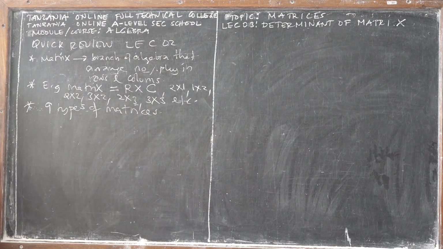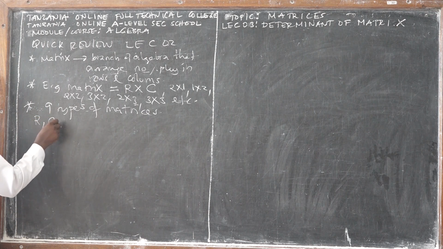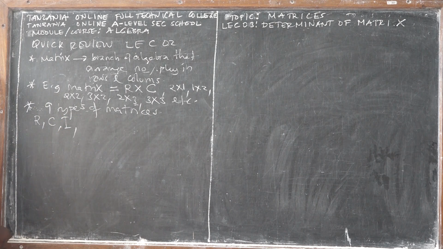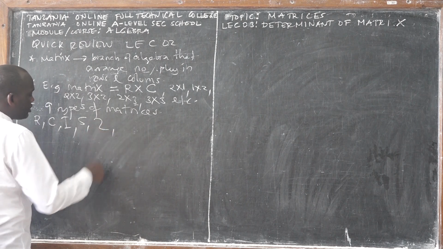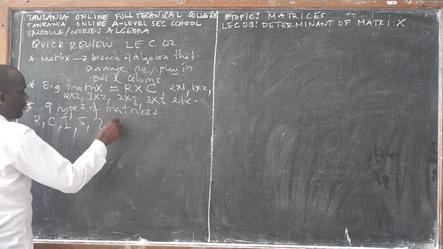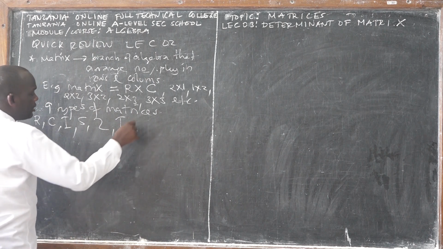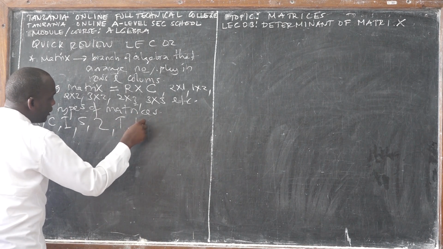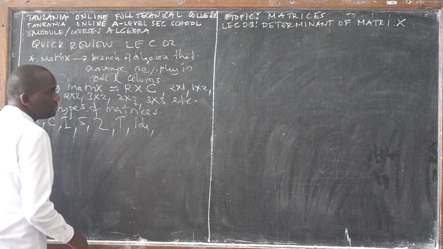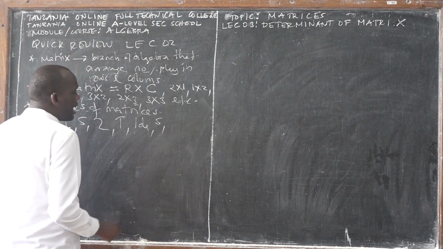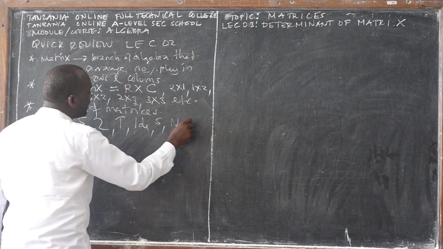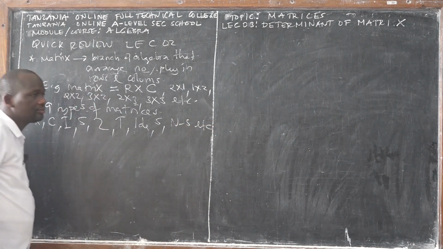The first one is the row matrix. The second, column matrix. The third, identity matrix. The fourth, square matrix. Another one, zero matrix. Another, triangular matrix. Another, idempotent matrix. Another, singular matrix. Another, non-singular matrix, and so on.